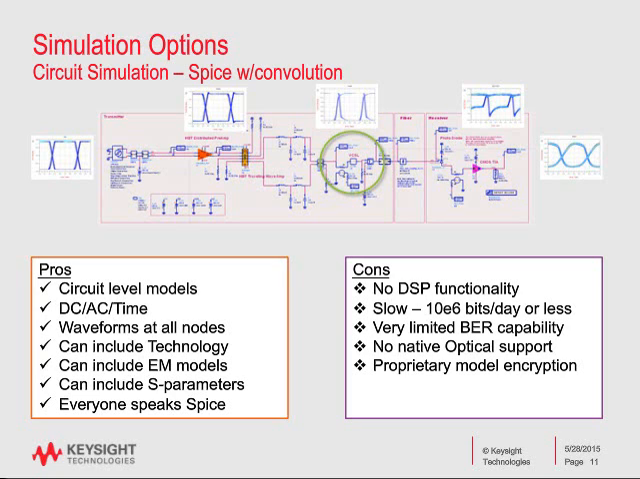The con side of this is there's really no DSP or easy DSP functionality inside of a SPICE environment. It tends to be slow because of its time sampling nature, which means it has limited BER capability. There's not really a native optical support in most commercial SPICE simulators. And of course, there's the question of proprietary model encryption, which comes up when you need to be providing models to customers and things of that nature.